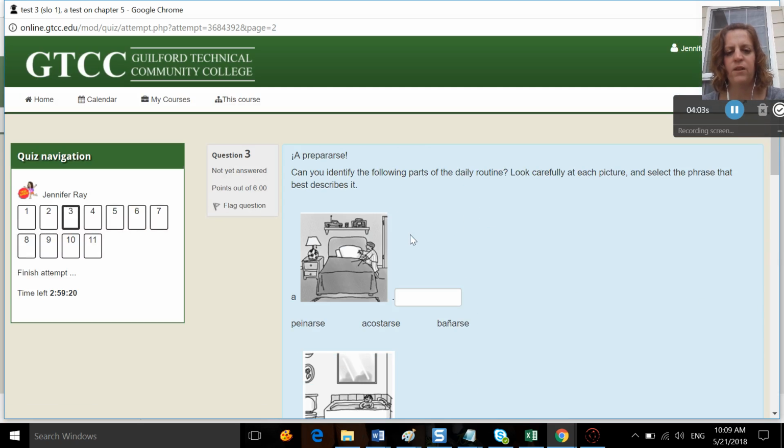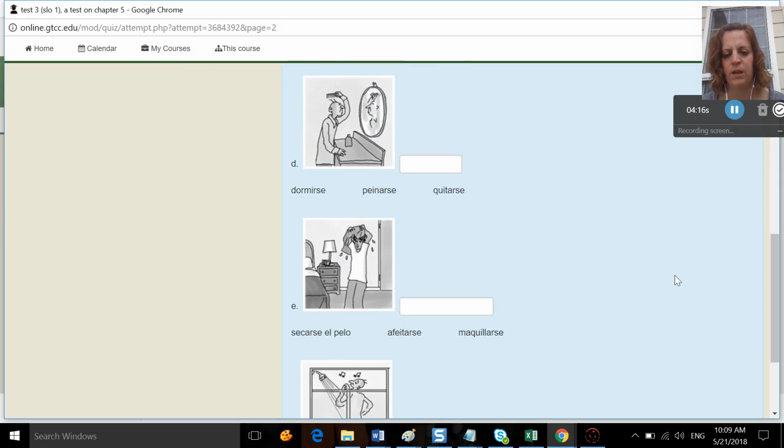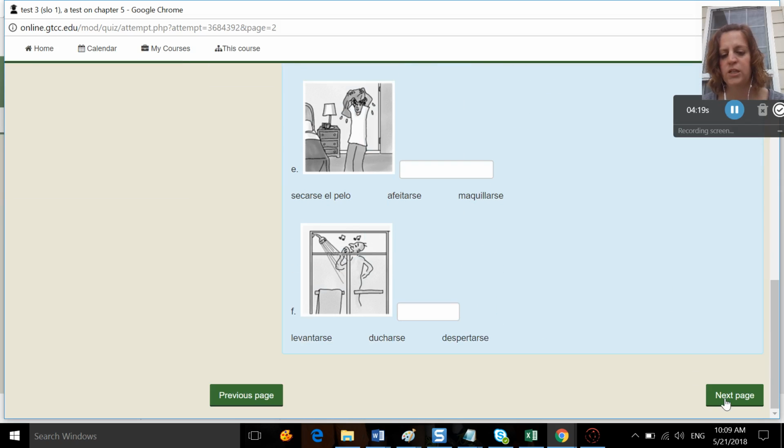Okay, can you identify the following parts of the daily routine? You will look at these pictures and decide, is this person peinarse, acostarse, bañarse? And you'll just write the word that represents what's going on in the picture in the blank. Okay, you don't need to change it, just write it in there.